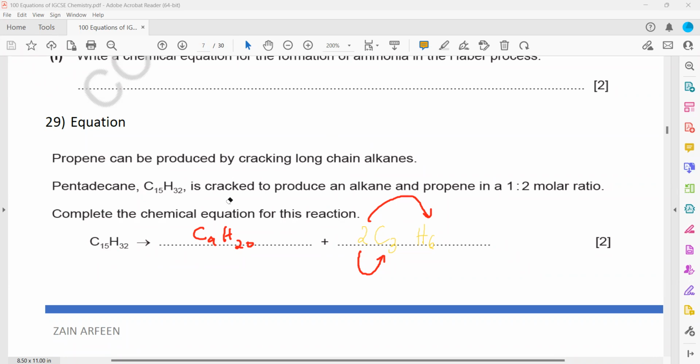So you have to check how many carbon and how many hydrogen are used in total, and the remaining will be the alkane. And now, as I mentioned, there are 2 molecules of propene. That's why we write C3H6 and 2 molecules were there. That's why this 2 was there.